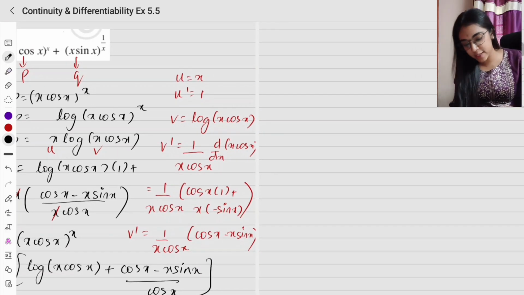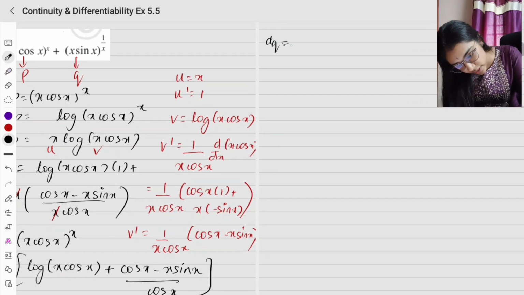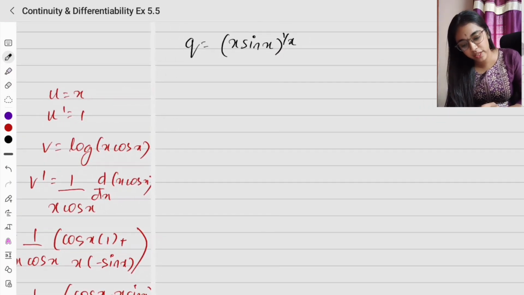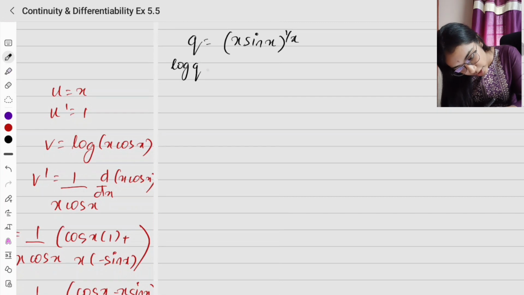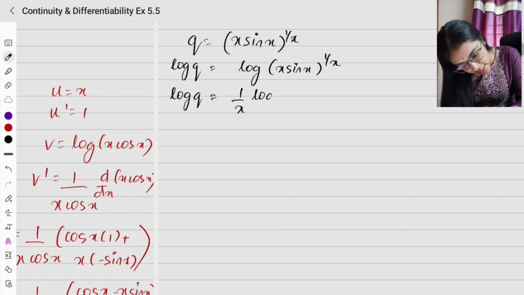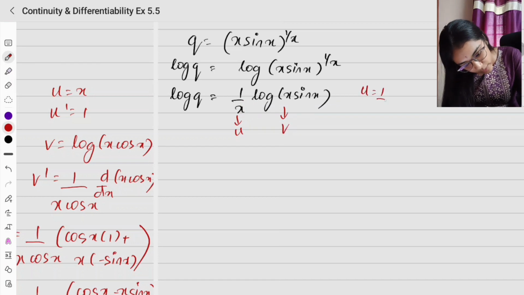Now shall we do dq by dx next? So I have dq divided by dx. q equals x sin x to the power 1 by x. So I am going to take log on both sides. So I have log q equals log of x sin x to the power 1 divided by x. The power comes down. So log q equals 1 divided by x log of x sin x. Again u v. So this is my u and this is my v. So I have u equals 1 divided by x. U dash is going to be minus 1 divided by x square.